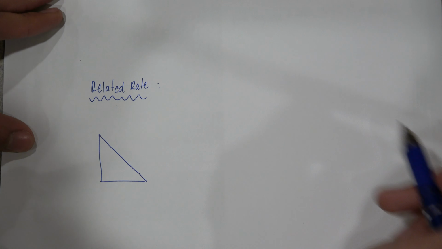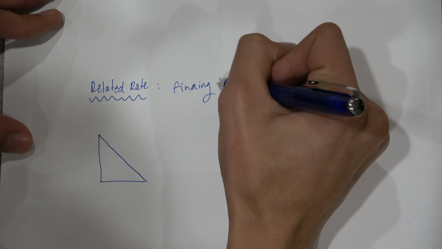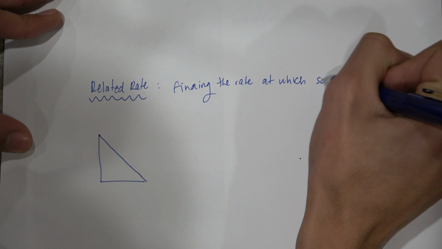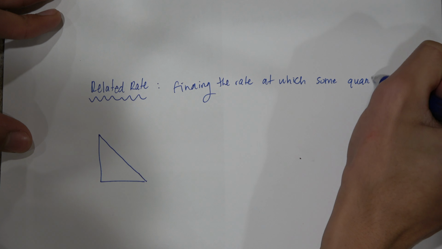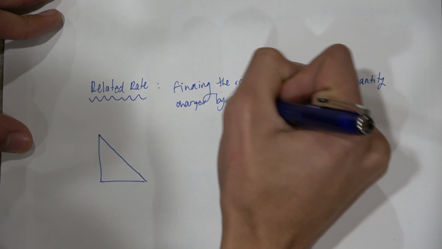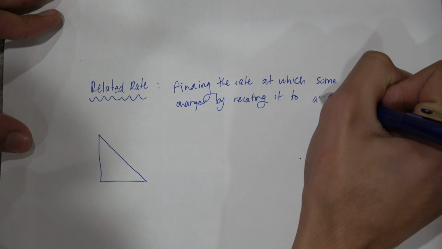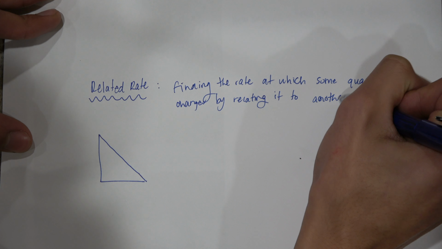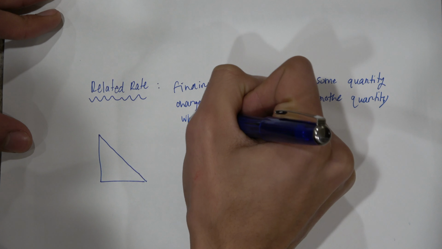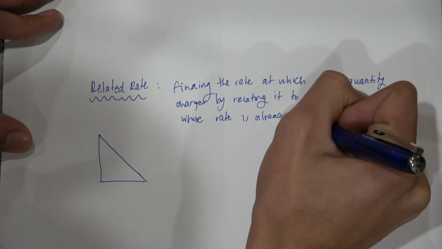I know this because the definition of a related rate is finding the rate at which some quantity changes by relating it to another quantity whose rate is already given.